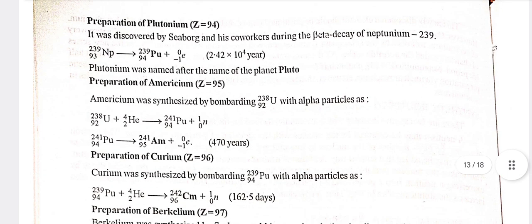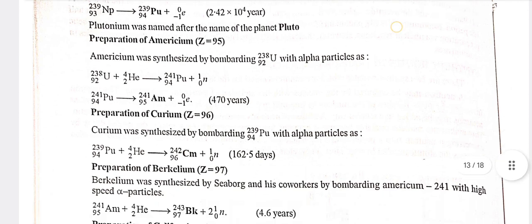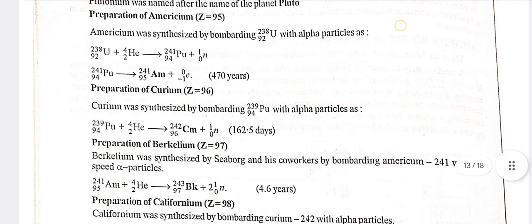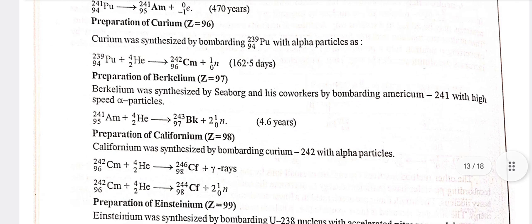Preparation of americium. Americium was synthesized by bombarding uranium-92-238 with alpha particles. Preparation of curium. Curium was synthesized by bombarding plutonium-94-239 with alpha particles. Preparation of berkelium. Berkelium was synthesized by Seaborg and his co-workers by bombarding americium-241 with high speed alpha particles. Americium plus helium gives Bk plus neutron.